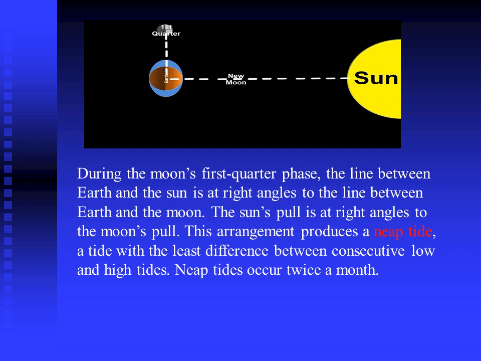This arrangement produces a neap tide, a tide with the least difference between consecutive low and high tides. Here you can see both. There is not too much high tide, and the neap tide occurs twice a month, at the first quarter and third quarter.